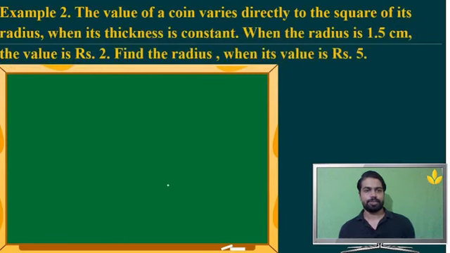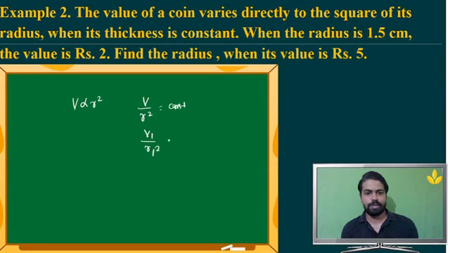Let's look at the next question. The value of a coin varies directly to the square of its radius. So value is directly proportional to square of its radius, when its thickness is constant. That means I can say V by R square is equal to constant. So I can say V1 by R1 square is equal to V2 by R2 square.